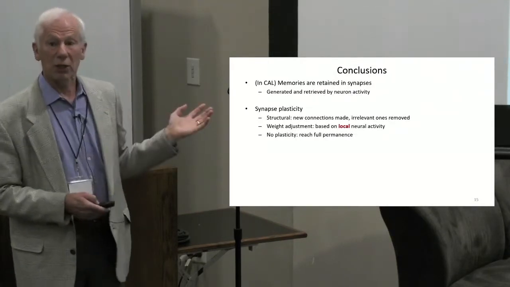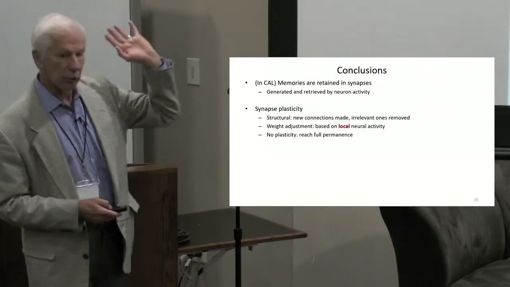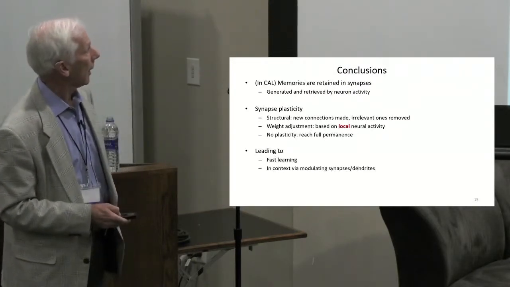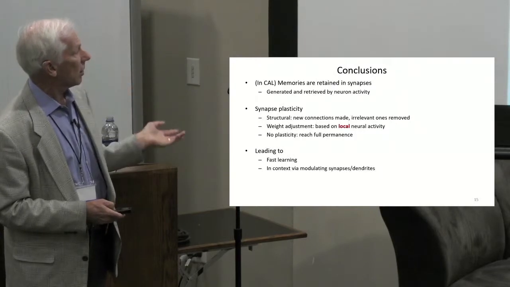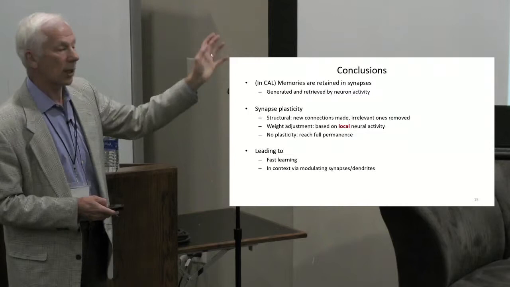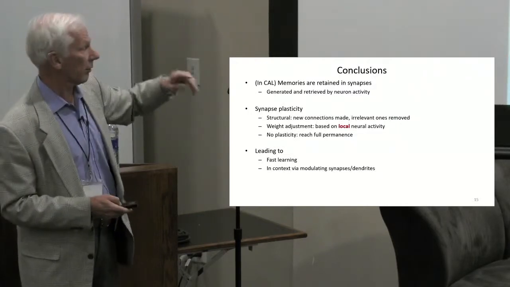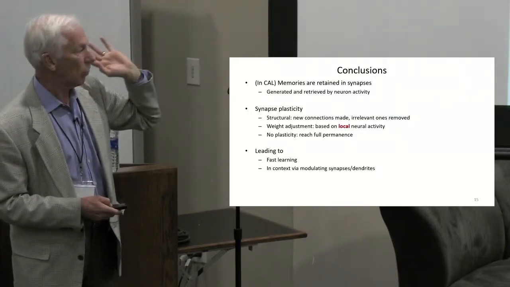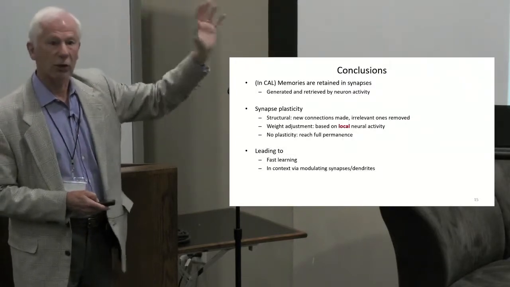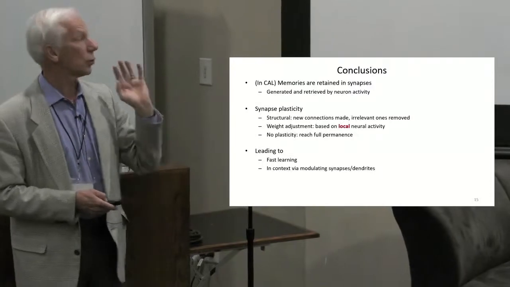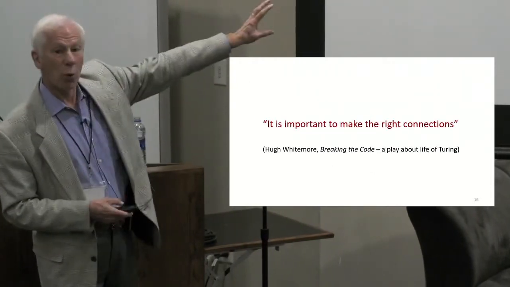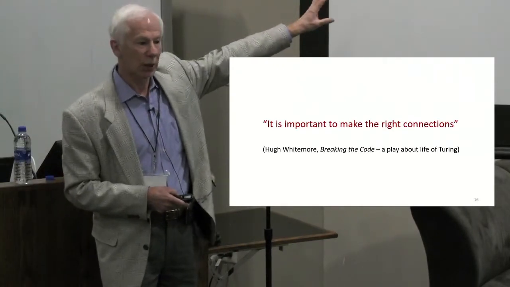And then you can remove plasticity altogether, right? When it reaches full permanence, stop adjusting the weight. That leads to faster learning, and clearly in context, and that context, as I said at the beginning of the talk, is given by the modulation of the dendrites, the fact that some dendrites are modulating as opposed to driving, that separation. So I'll end with a quote that I heard just this past weekend.